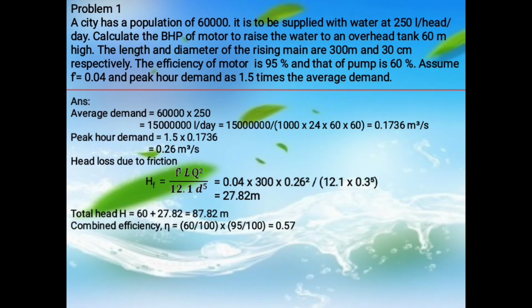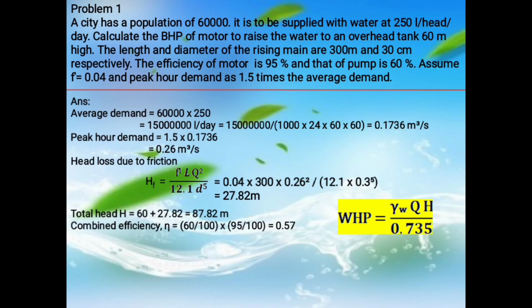Then combined efficiency. In the question given, motor efficiency is 95% and the pump efficiency is 60%. Therefore, find out the combined efficiency eta equal to motor efficiency into pump efficiency. That is 60 by 100 into 95 by 100, that equal to 0.57.